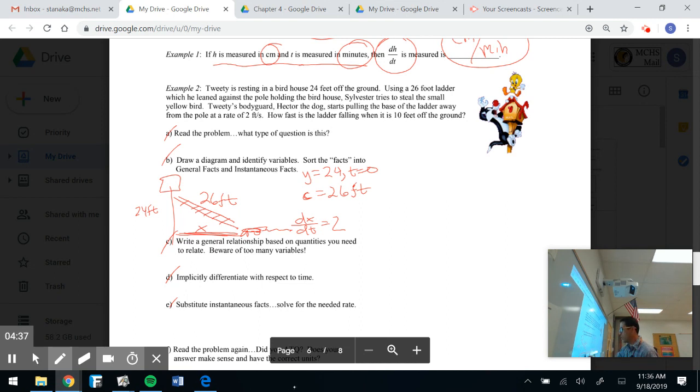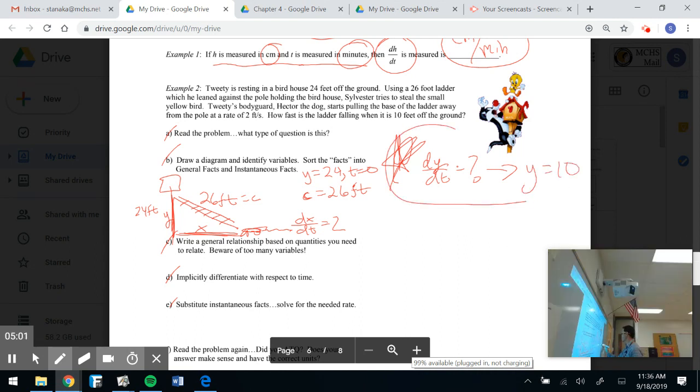Well, we called 24 y, so it's asking me, I'm going to put a little star. It's asking me to find dy dt, right? Because they're asking me how fast that ladder is falling down the wall. And we called that y earlier. We called this c earlier. Okay, and they're asking me what's dy dt when y is equal to 10.